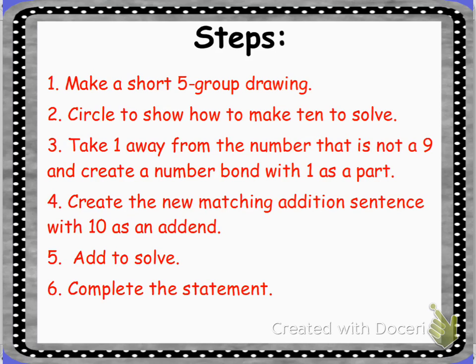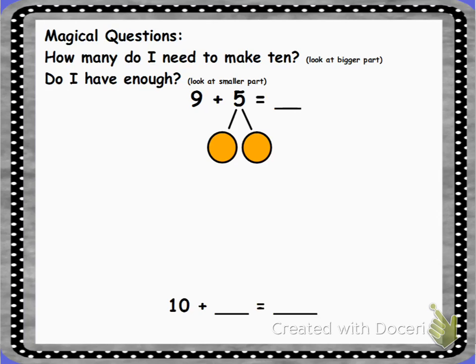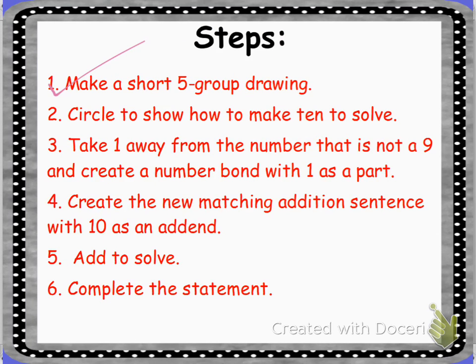So let's go back and look at step number 1. We have to make a short 5-group drawing. So it says, we know that it's 9 plus 5. So we're going to do a short 5-group drawing. Now the way that we do a short 5-group drawing is that we write the bigger number, which is 9, and we draw the smaller number. So step number 1 is done.